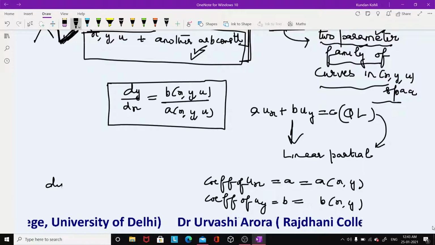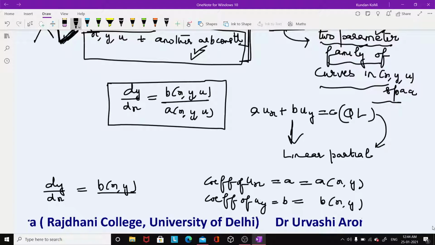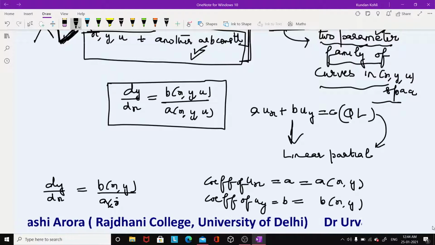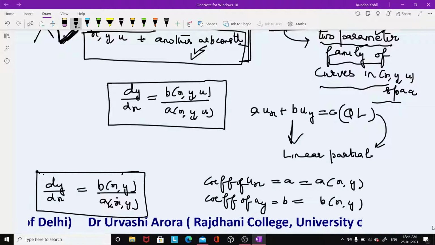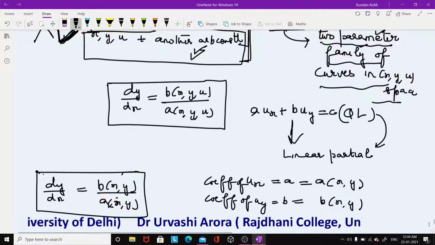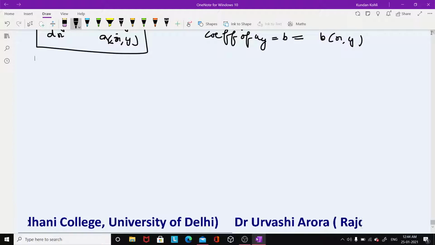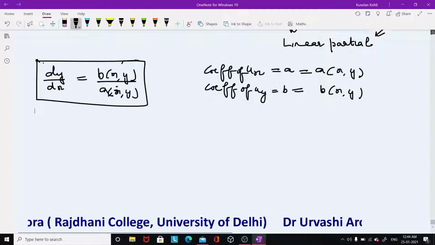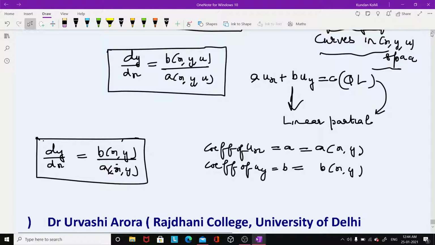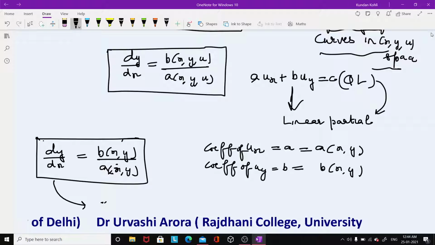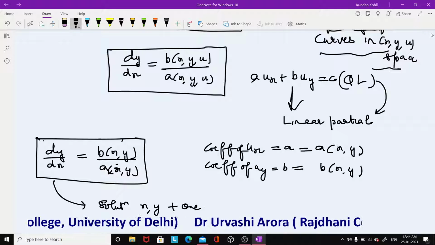Which means that b will be a function of x and y. And in that case, what will be dy by dx? Dy by dx will be given by b(x,y) divided by a(x,y). So basically this is going to be the slope of the characteristic curves. And now when you integrate this first order equation, what you get is a relation involving only x and y. U will not be present. So the solution will involve x and y plus one arbitrary constant.